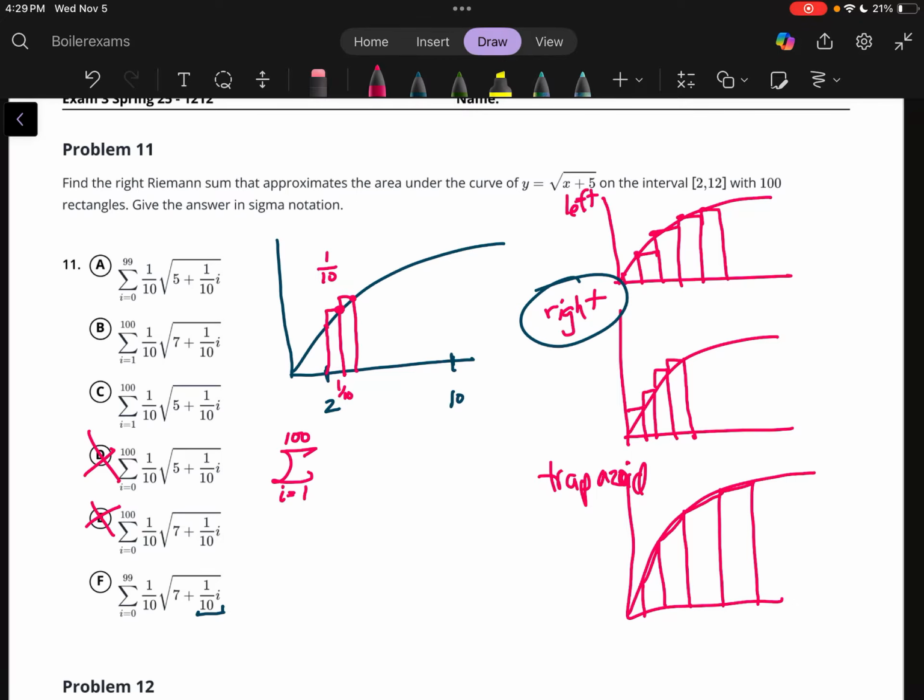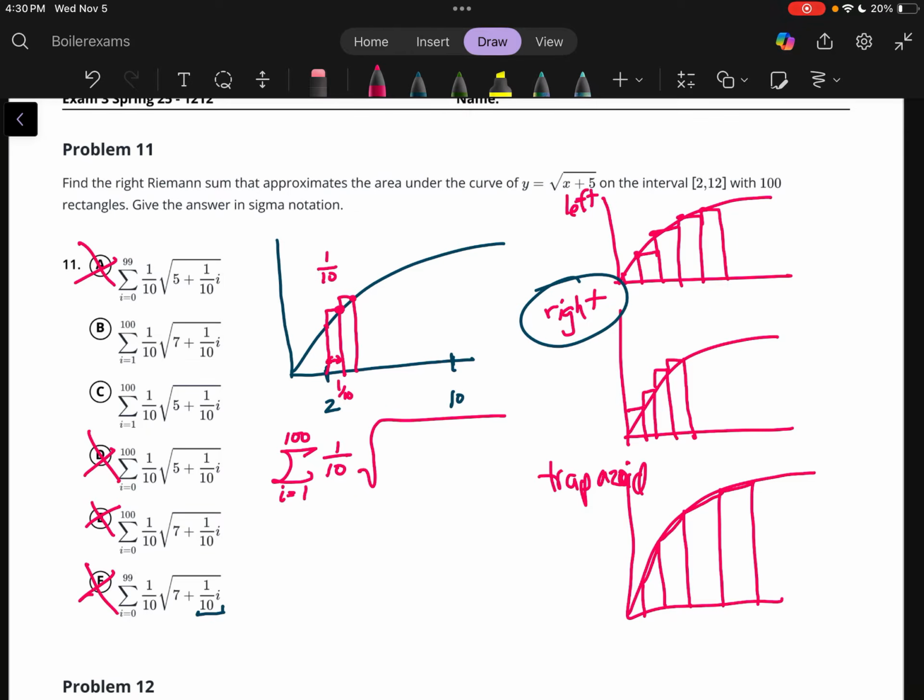up 100 rectangles. And since this is a right Riemann sum, we want our bounds to start at I equals 1. So according to that, we can rule out A and we can rule out F. Okay? Next, we need to multiply by 1/10 because that is the width of this rectangle. And then now we need to figure out an expression for the height.